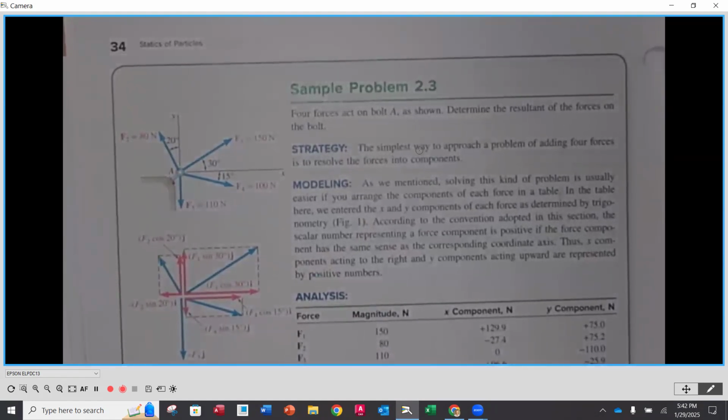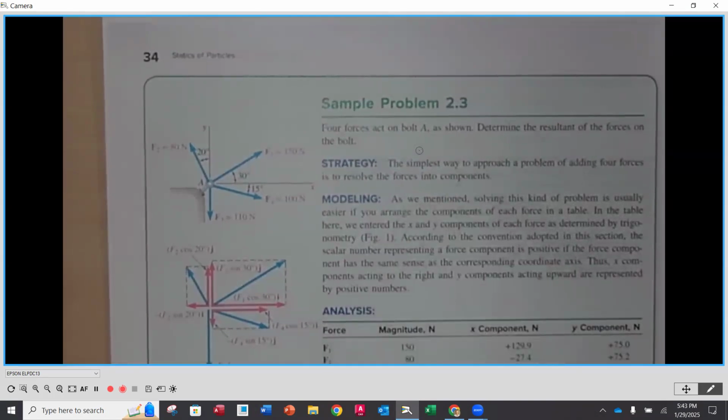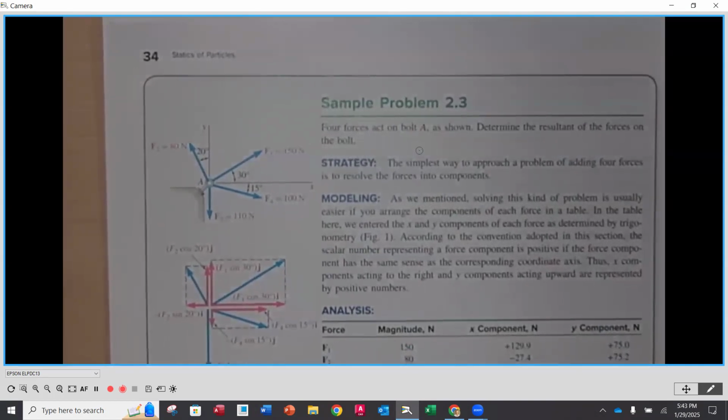Now, this is what we would call an analytical solution. We're going to draw it to represent what's going on graphically, but we're not going to solve it graphically. So we're not going to use the triangle method or the tip-to-toe method or the parallelogram method, okay? What we're going to use is an analytical method, doing the math to find the values, but specifically using the rectangular components of the individual forces to find our answer, okay? So let's jump into sample problem 2.3 here, and we are going to walk through this process by doing a problem as we go.